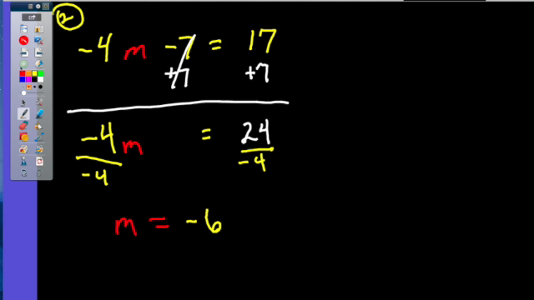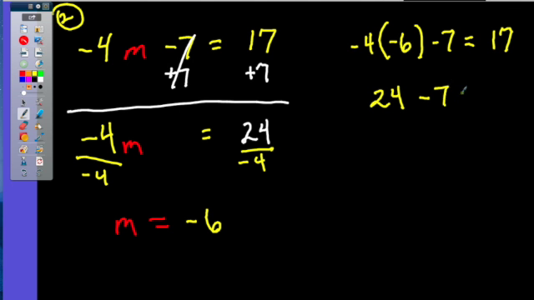Let's put it back into our original problem. -4 times -6, because m is equal to -6, minus 7 equals 17. Negative times a negative is a positive. 24 minus 7 is 17. 17 is equal to 17, so it does check.